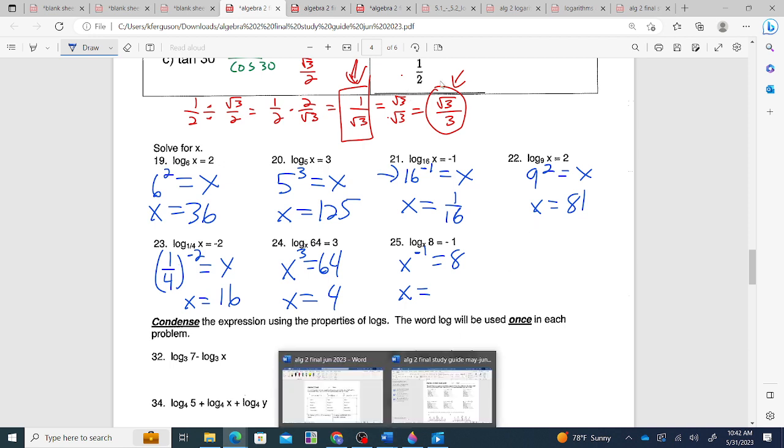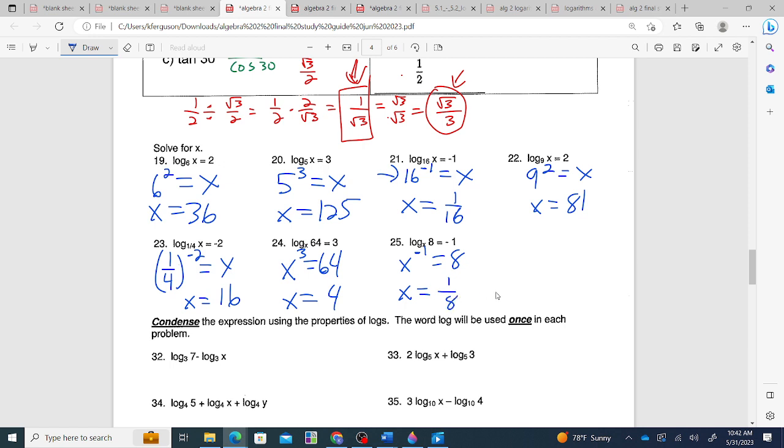So anyway, this is 1 over 8. So anybody got any questions on this? Okay.